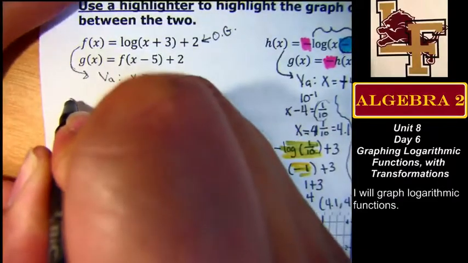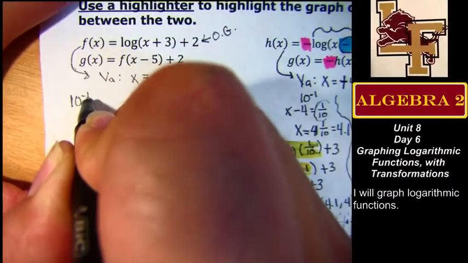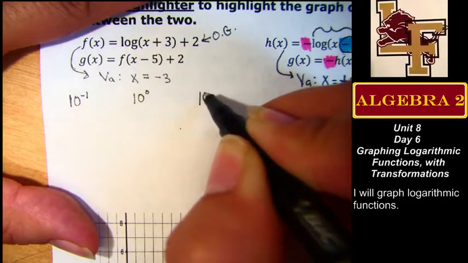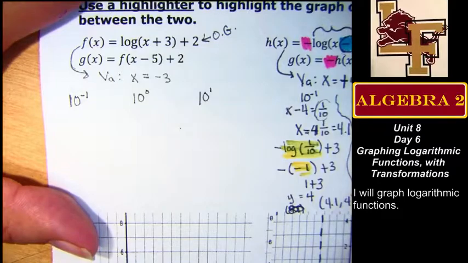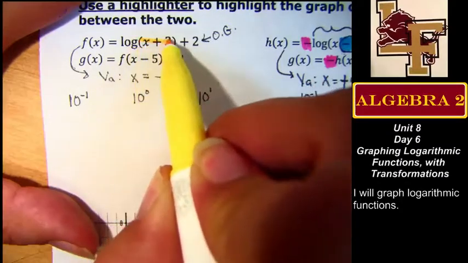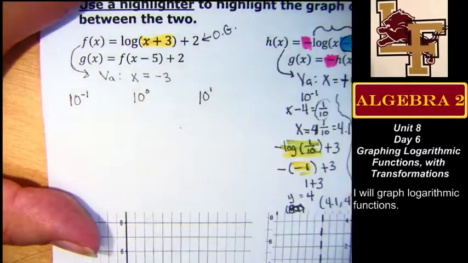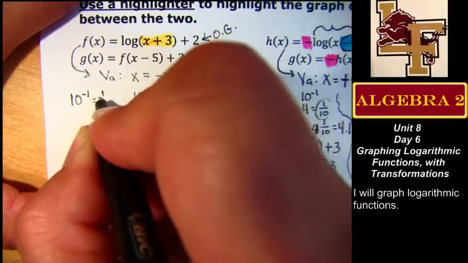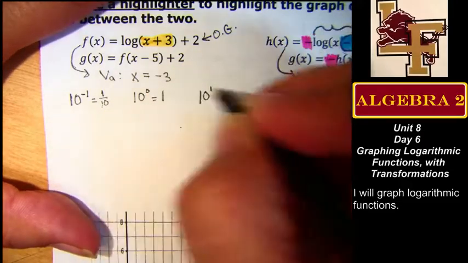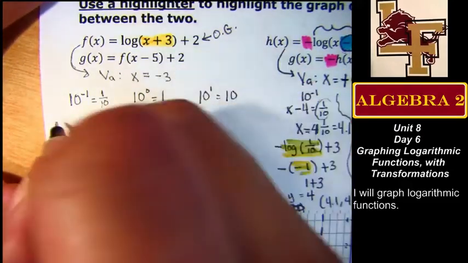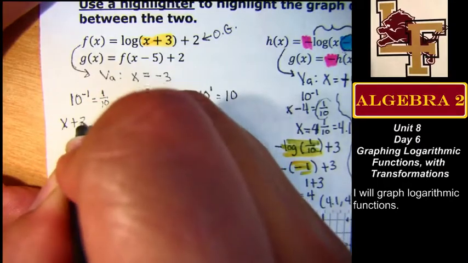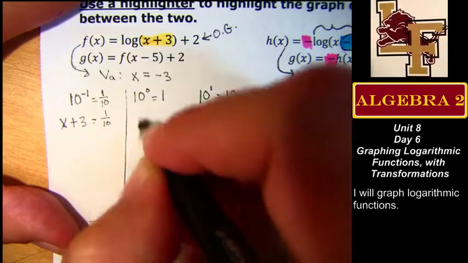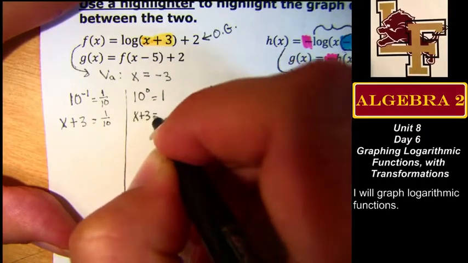All right, and then I'm going to find values of x when I get 10 to the -1st, 10 to the 0, and 10 to the 1. And again, I'm going to make this piece equal each of these nice values, each of these magic values. So that equals 1/10, that equals 1, that equals 10. And I'm going to find out where the thing I'm taking the logarithm of equals each of these values.